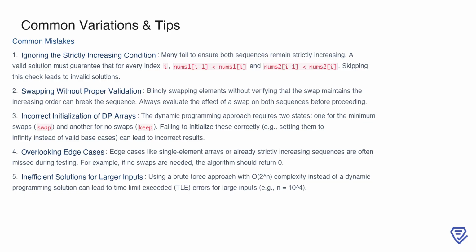Dynamic programming, which is central to solving this problem efficiently, also introduces potential pitfalls. Initializing the DP arrays incorrectly, such as using infinity instead of valid base cases, can result in invalid results. Additionally, edge cases like single-element arrays or sequences that are already strictly increasing are often overlooked during testing. For example, if no swaps are required, the algorithm should correctly return 0. Finally, brute force solutions can be tempting but are highly inefficient for larger inputs. Since the problem size can go up to 10,000, a brute force approach with exponential time complexity will almost certainly lead to time limit exceeded errors, making a dynamic programming approach essential.